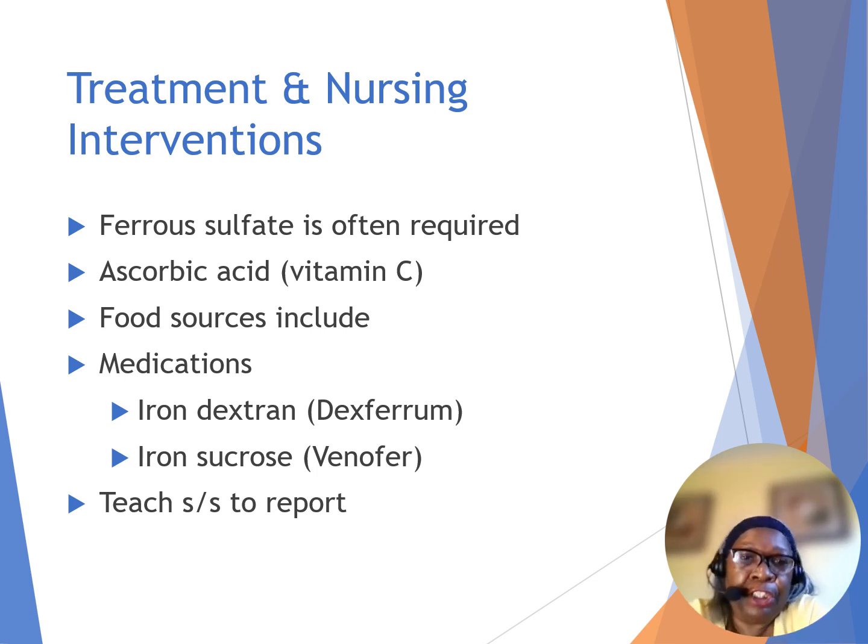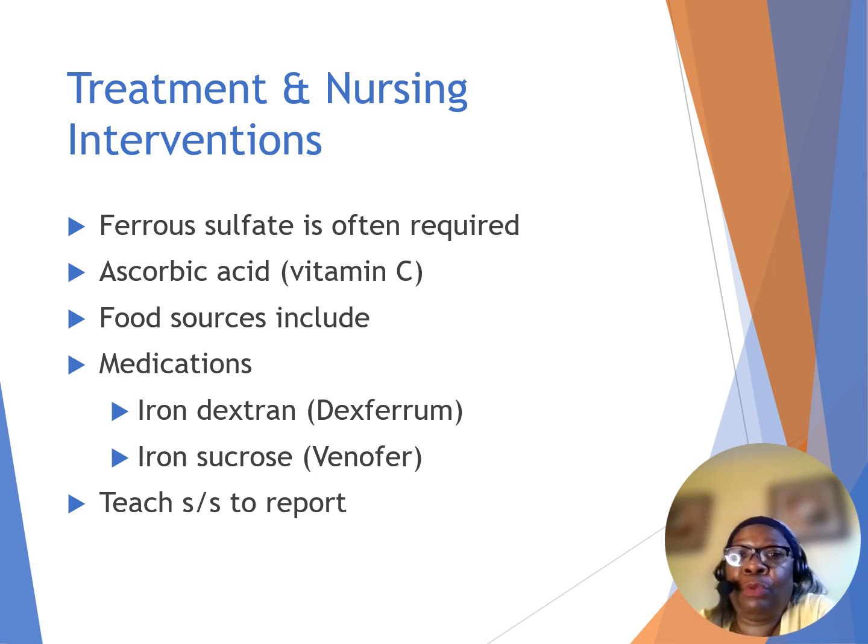So, treatment and nursing interventions. We want to instruct our patient to take the oral form of iron supplements, ferrous sulfate. Ferrous sulfate is often required, and we want them to take that with orange juice or other vitamin C rich foods, ascorbic acid, vitamin C. That helps with the absorption of the iron. Okay. What type of food sources do we want them to include? Those high in iron. And we also want them to increase fluids and roughage, right?